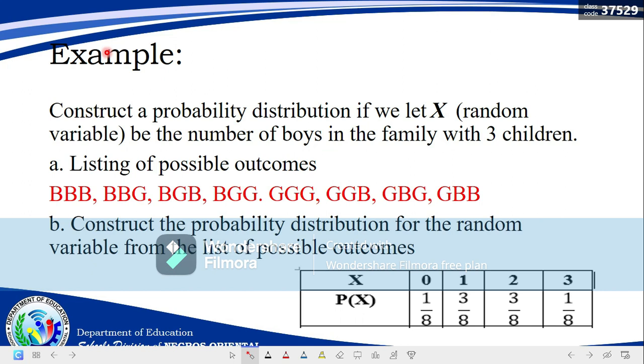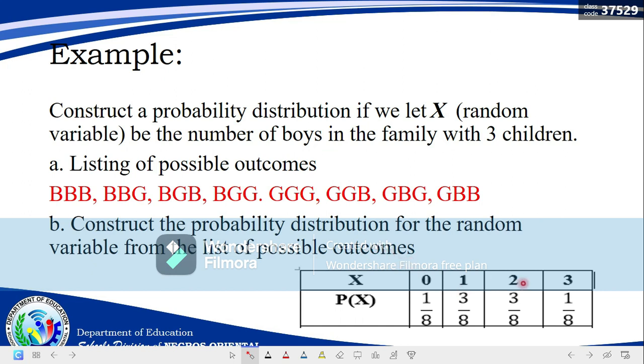So construct a probability distribution if we let x, the random variable, be the number of boys in a family with 3 children. The listing of possible outcomes will be like this: boy, boy, boy; then boy, boy, girl; boy, girl, boy; boy, girl, girl; girl, girl, girl; girl, girl, boy; girl, boy, girl; and girl, boy, boy. Then construct the probability distribution for the random variable from the list of the possible outcomes.